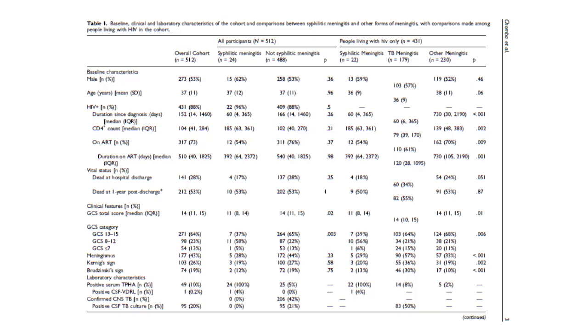And so overall, the study concluded that the syphilitic meningitis was found in 5% of Zambian adults presenting with non-pyogenic bacterial meningitis and non-cryptococcal meningitis, and has a high one-year mortality.